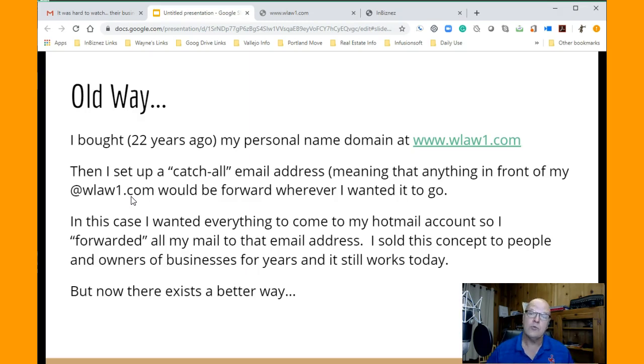It still works to this day. I'm not saying it doesn't work anymore, but it does. But catch-all accounts are getting tougher and tougher to get now. People don't want to do them because spammers have ruined that whole thing with catch-all accounts. But there are still a few places out there that support that. Okay, but let's move right along.